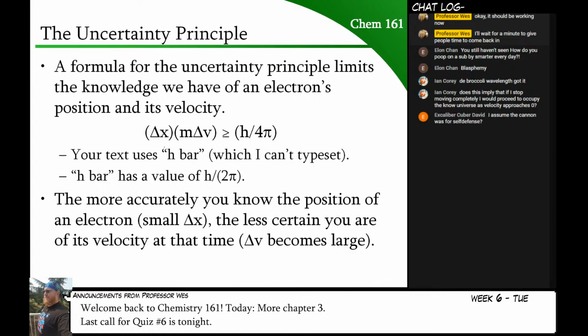But there are multiple ways to express this equation, and they don't always use position and velocity. They can use other terms or other variables too. But as one of these gets more precise, the other one has much larger error. And they're related by this value, h over 4 pi, where h is Planck's constant and pi is pi. You may see h bar in your text. H bar is just h over 2 pi. Or in some texts, you'll see h over tau. Tau is just 2 pi.